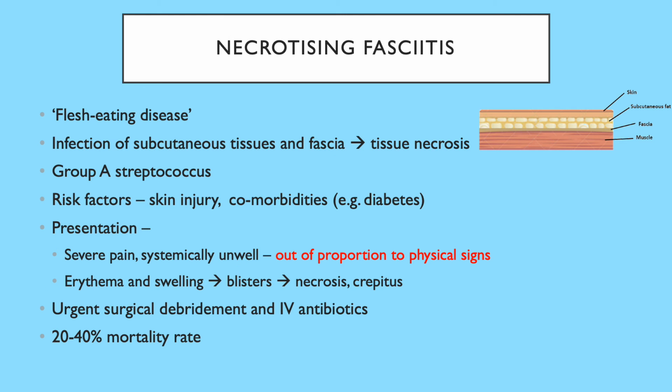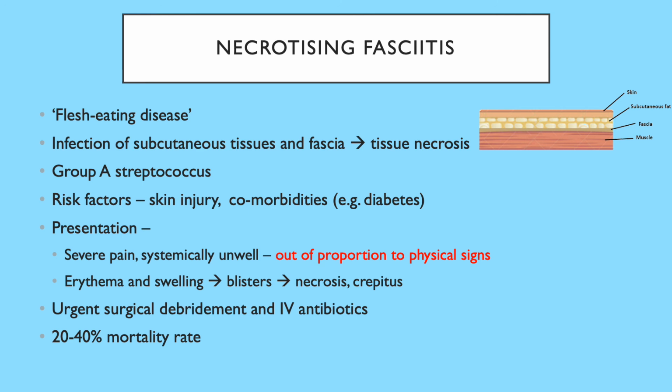Necrotizing fasciitis is colloquially known as flesh-eating disease. It is a rare but life-threatening infection of the subcutaneous tissue and fascia of the skin with secondary tissue necrosis. It is usually caused by group A streptococcus. It can affect any part of the body, but usually affects the perineum, extremities, and the trunk. Risk factors include skin injury and underlying comorbidities such as diabetes or alcohol abuse.